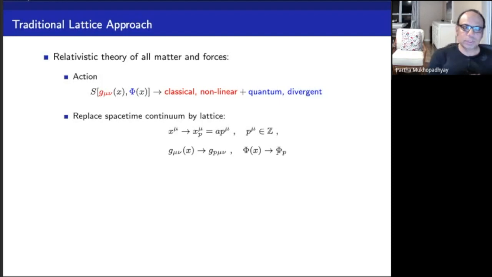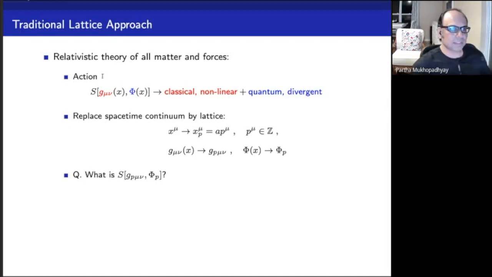Now, once you do that, you have to answer two questions. One is, what is the theory that you are going to write on the lattice, which means given this physical theory that we somehow managed to understand, what would be the corresponding lattice theory? What is the corresponding lattice action? And the second question is that the lattice is a nice idea to do the computation, but once you do the computation, you have to finally go to the continuum limit, because that is what is physically relevant.